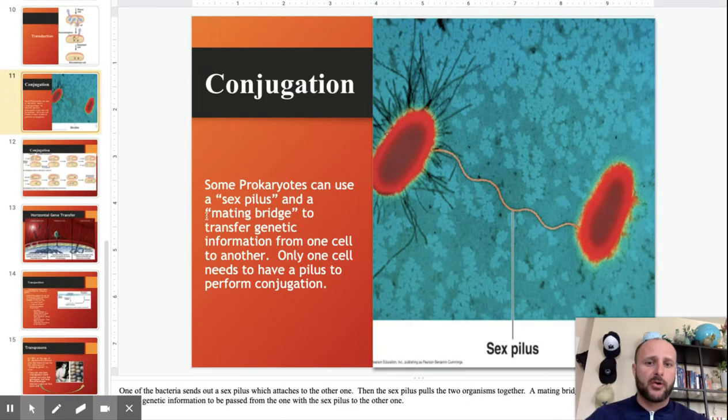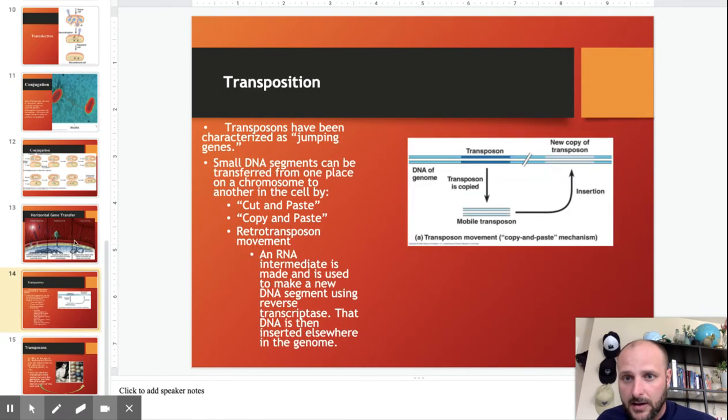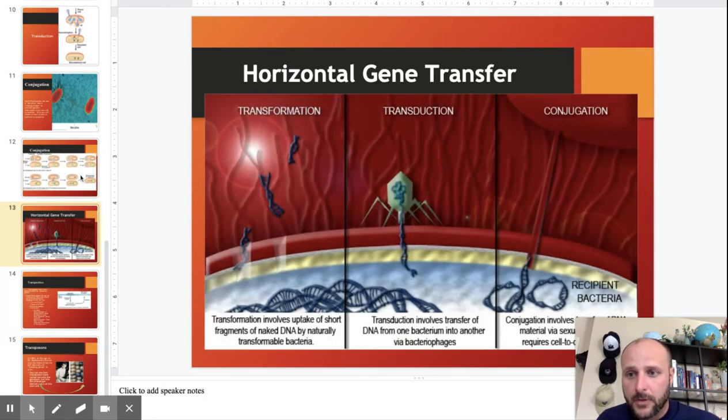Some prokaryotes can create what's called a mating bridge. And that mating bridge can transfer DNA from one bacterium to another. It's kind of a sexual reproductive way. Not technically sexual reproduction because you're not reproducing a new organism, but it's kind of like a way to sexually recombine genes. And that's conjugation.